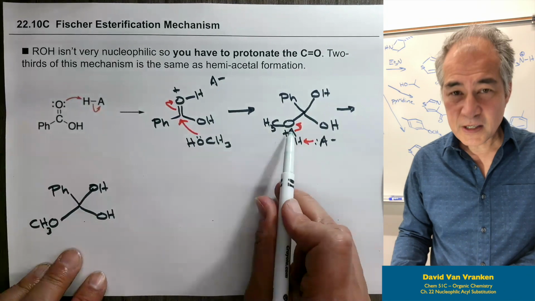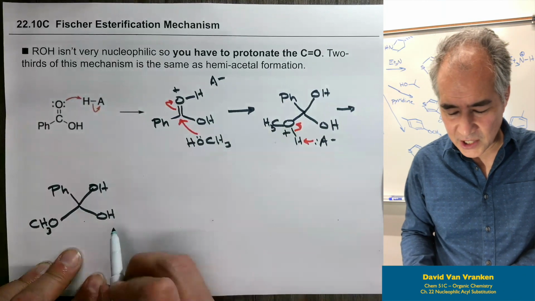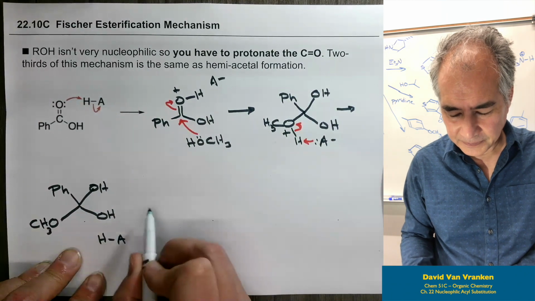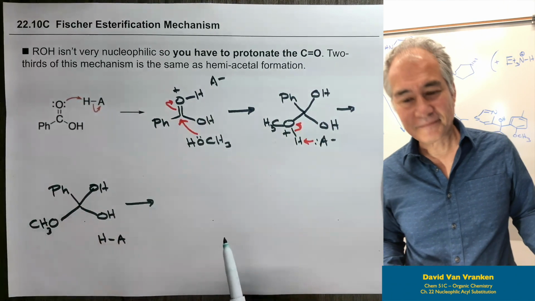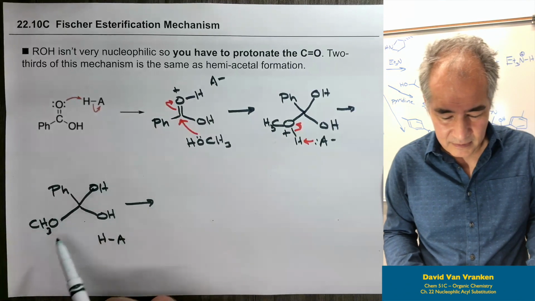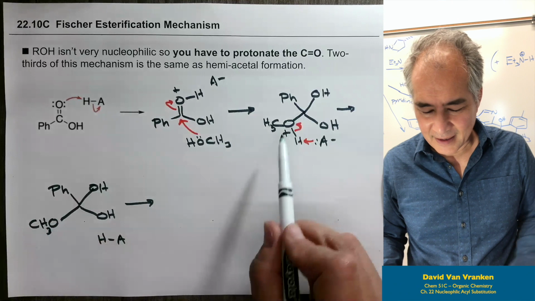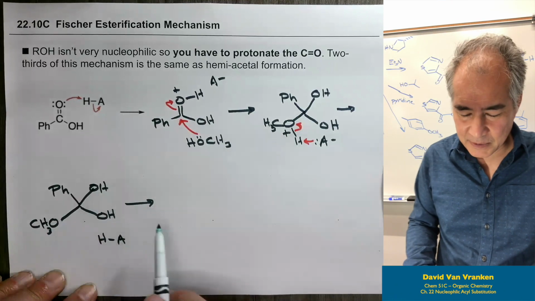When we pull this proton off, up here, it regenerates an acid. There's the acid right there, just sitting there waiting. Now it's going to protonate. It could reprotonate the methoxy group. That's boring because that would take me backwards. I'm going to show the steps going forwards.